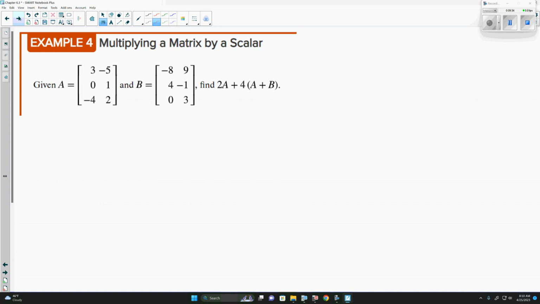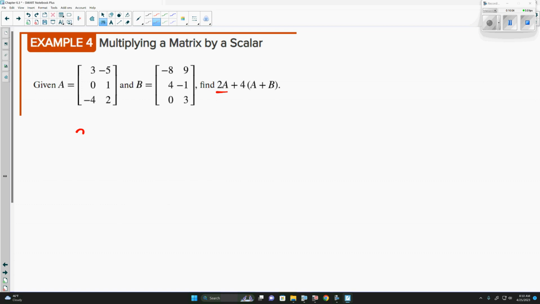Given A is this here and B is this here, find 2A plus 4 times A plus B. Now we can add A and B together because they do have the same dimensions. Whenever we put a number out front, so here 2A, we're talking about a scalar. Scalar multiplication with matrices means we take that number, whatever it is, negative, fractional, whatever, and multiply it with every element in that matrix.